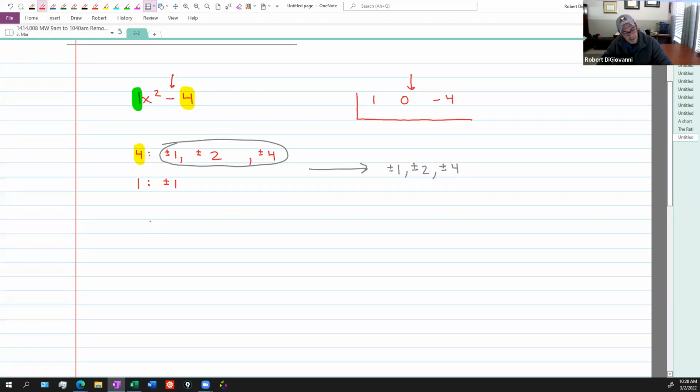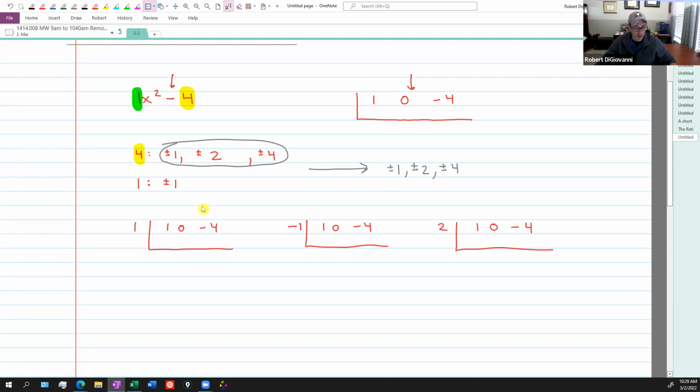So now we just need to be quick with this. I'm going to start with 1. I know it's not going to work. And then I'm going to do -1, and I know that's not going to work either. And then I'll get to 2. 2 will work, but let's just work these.